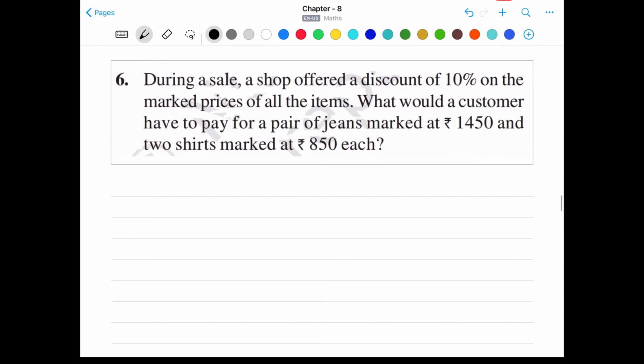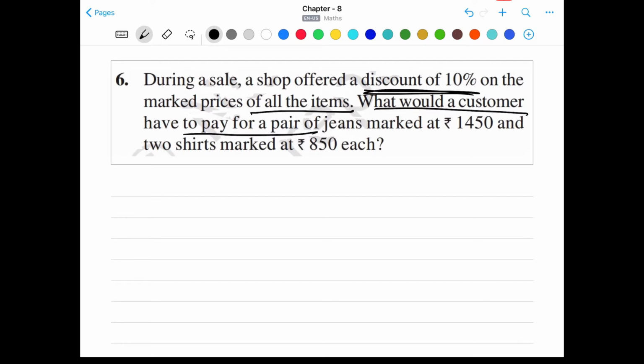Now let's move to question number 6, which is: during a sale, a shop offered a discount of 10% on the marked price of all the items. What would a customer have to pay for a pair of jeans marked at 1450 rupees and two shirts marked at 850 rupees each? So here our shopkeeper is giving a discount of 10% on all the items. What would a customer have to pay? That means we have to find the selling price.